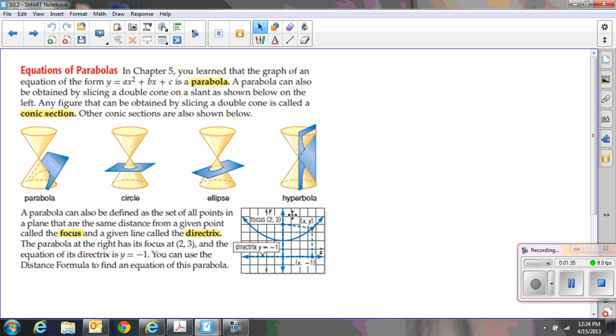The parabola then is all of the points in a plane that are equidistant, or the same distance, from that focus and that directrix. So if I calculate this distance and I calculate this distance, they're exactly the same. And that's true for any single point along that parabola.